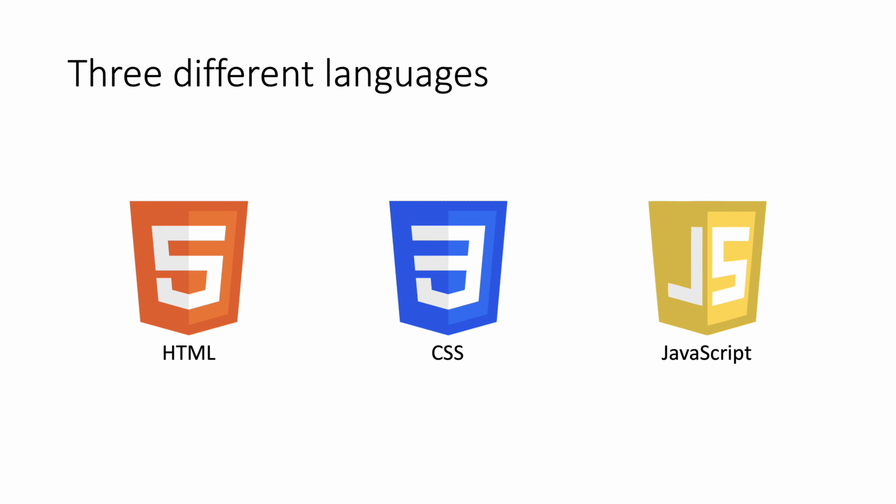One of the challenges of working in the browser, the universal client, is working with three different languages. As you can see here, we have HTML, which is used for layout. We have CSS, which is used for styles. And then we have JavaScript, which is used for the logic. But let's take a look at what this means by writing a simple example.